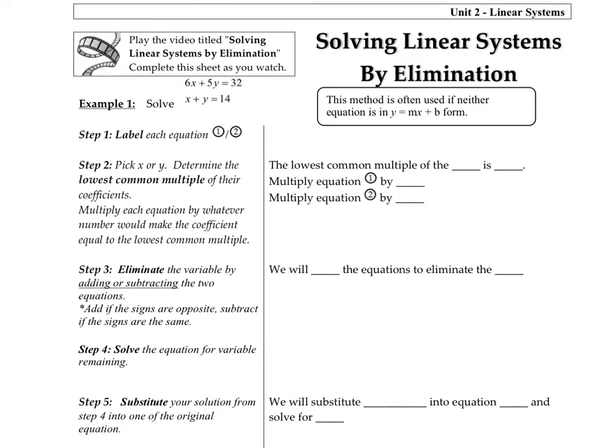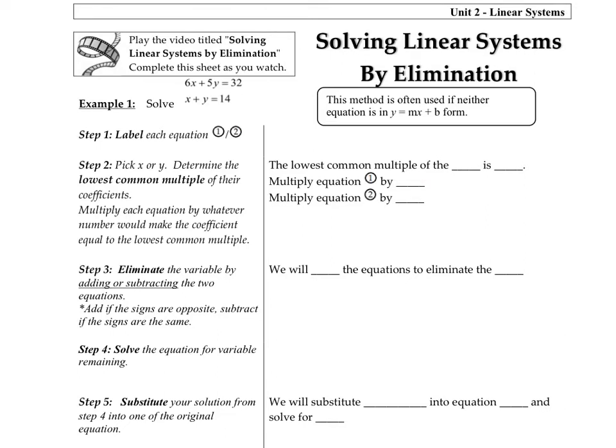Okay, so we're going to go through the steps together, but the basis of elimination is that you want to eliminate a variable, and the way you eliminate a variable is by matching the coefficients so that you can add or subtract them later on to get rid of them altogether. Once you get rid of one variable, you're just left with the other one and you can solve it easy.